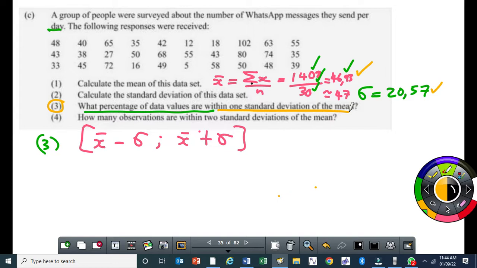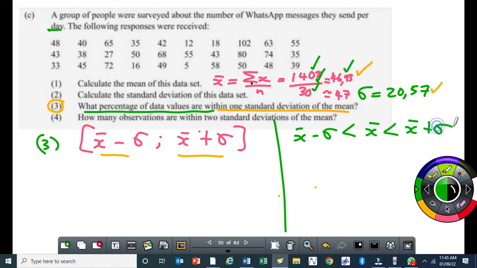Since we've got an interval, if we use interval notation, we can write it like this. This is the lower limit, x bar minus sigma. The upper limit is x bar plus sigma. We can also write this using inequalities: x bar minus sigma is less than x, x is less than x bar plus sigma. So we want to determine the percentage of values in this data set that are within one standard deviation.